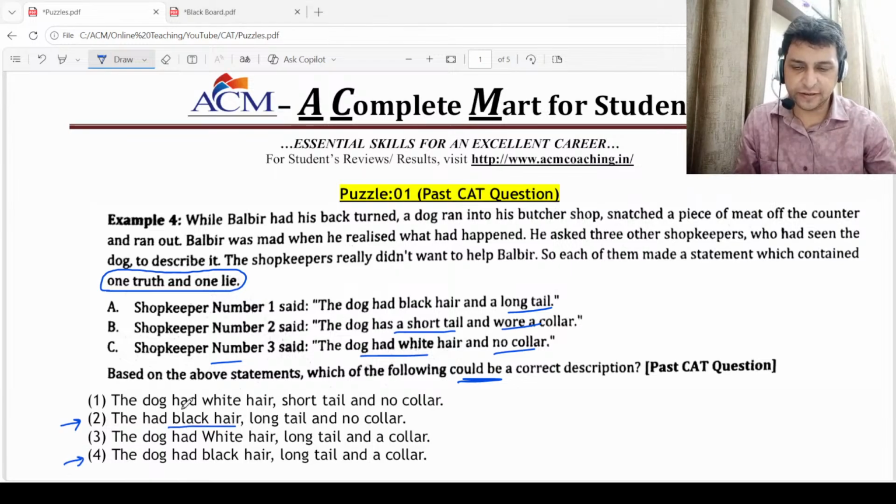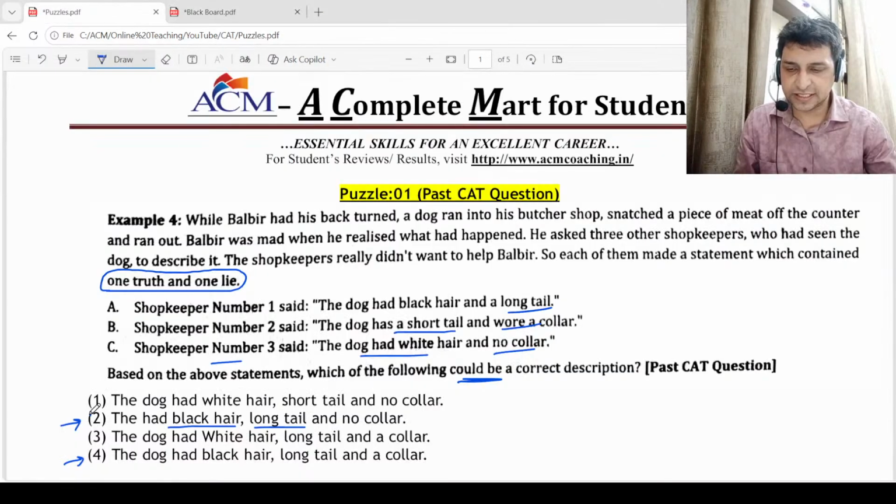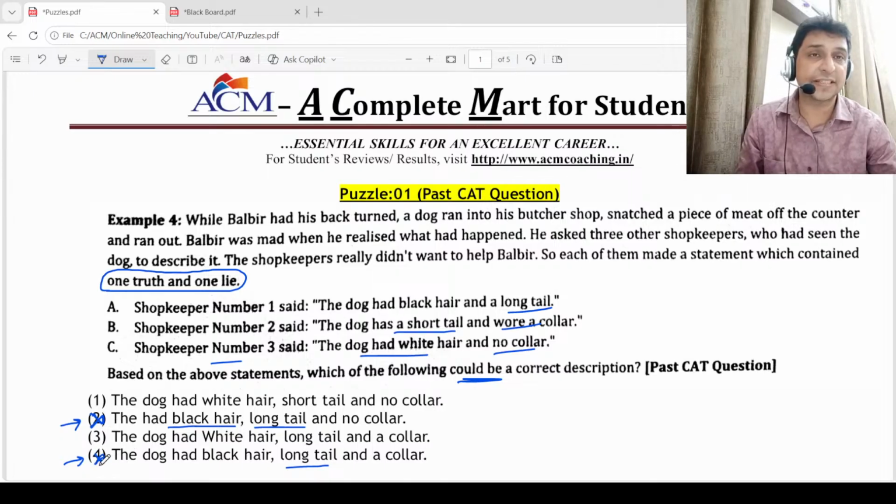The dog has black hair. Yes. Long tail. No. So this answer is not as per the case we made. Here also black hair, long tail. So this answer is also not right. So that means we have to take a second case.